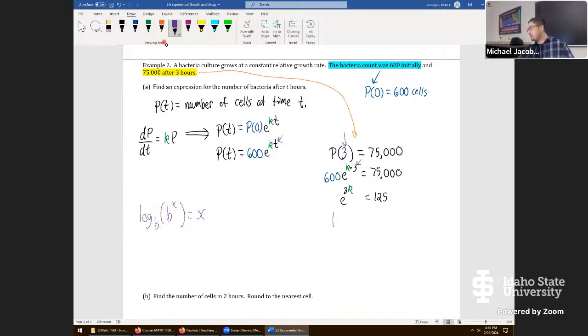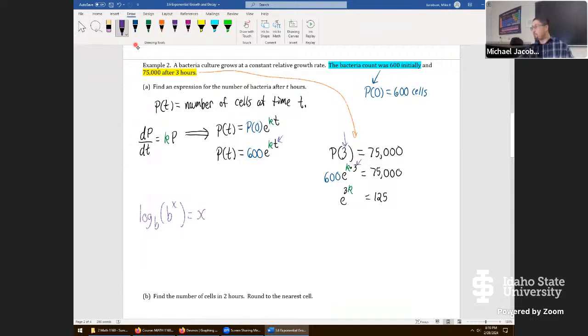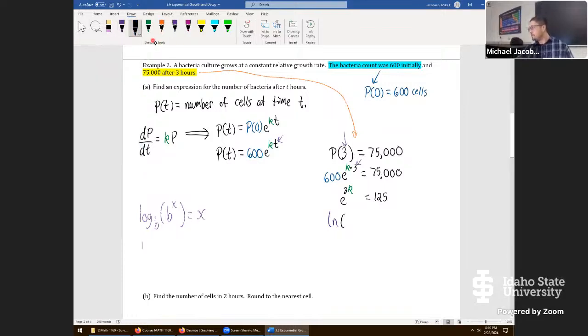It'll look like this. Let's make that a pen just to make it official. I think purple is important since this is the key step we need to solve this for k. So it'll be natural log of e to the 3 times k on the left-hand side equals the natural logarithm of 125 on the right-hand side.